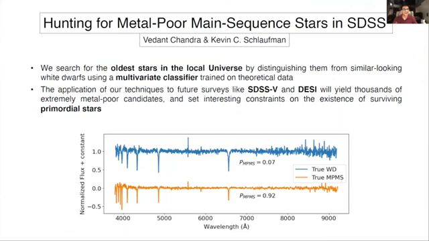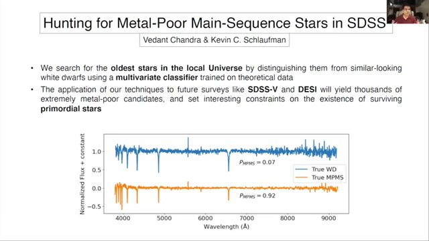So I'm Vedant Chandra, and I'm a senior in the Department of Physics and Astronomy. This summer, I was gratefully supported by the IDEAS Summer Student Fellowship to work from India with Professor Kevin Schlafman from our department on the project Hunting for Metal Poor Main Sequence Stars in the Sloan Digital Sky Survey.